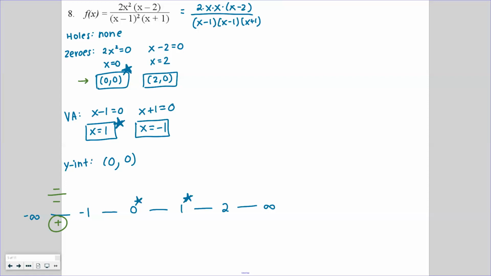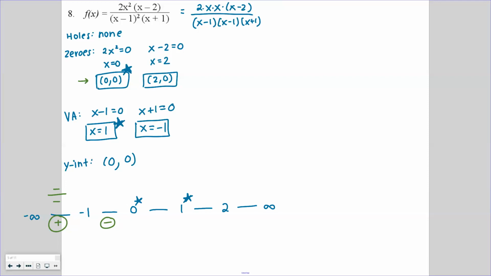Okay, negative 1 was not a special vertical asymptote. We didn't have a star next to it, which means with the shortcuts of sign charts, the sign will change. If it's positive on the left, it's going to be negative on the right.